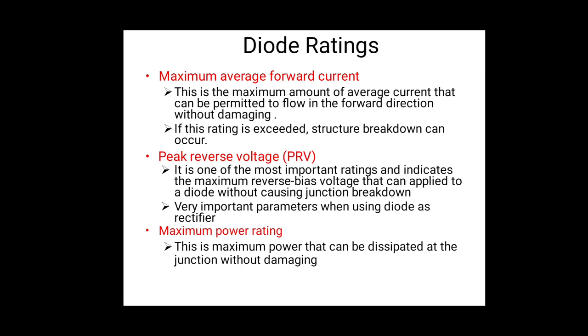The next rating is the maximum power rating. This is the maximum power that can be dissipated at the junction without damaging it. So these are some important ratings related to the diode. Thank you.